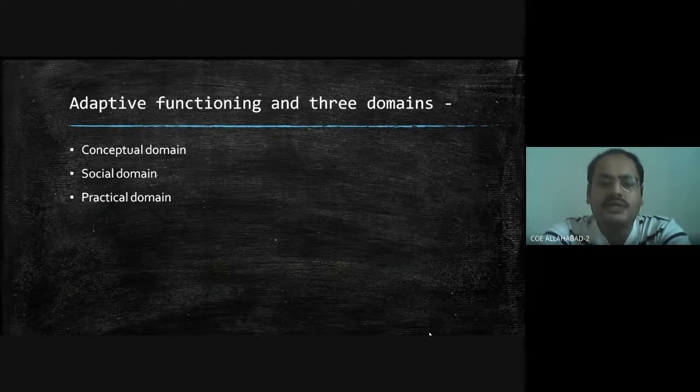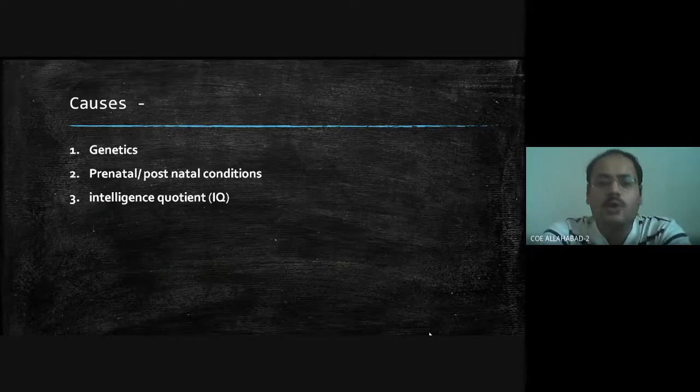Now we are going to discuss the causes of intellectual disability. So there are three basic causes which I tried to explain in brief in the presentation, and many others more. So number one is genetics. Researchers have shown that if there is a family history of intellectual disability, the chances of intellectual disability in the born child increase. Number two is prenatal and postnatal conditions.